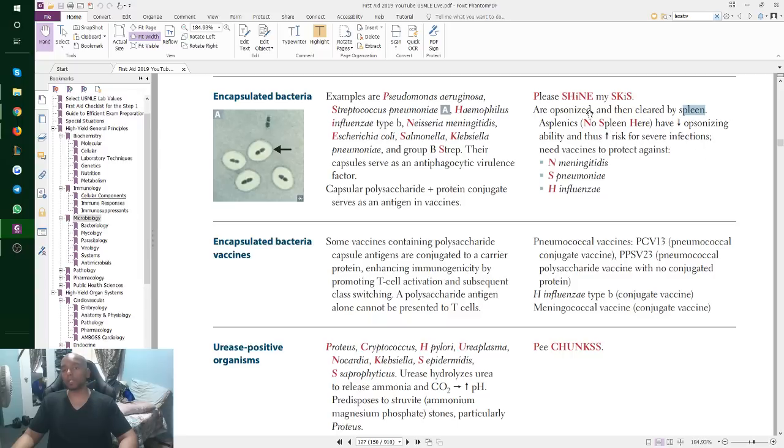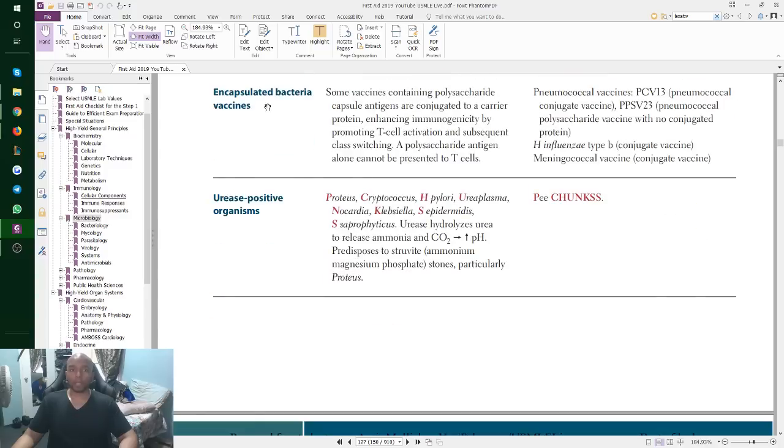And those people, anyone who's asplenic, needs vaccinations to protect against Neisseria meningitidis, S. pneumoniae, and H. influenzae. Right, so encapsulated bacteria vaccines. You have your pneumococcal vaccine, PCV13, right? That's your pneumococcal conjugate vaccine. It's PCV, pneumococcal conjugate vaccine. And you also have your PPSV23, pneumococcal polysaccharide vaccine with no conjugated protein. So obviously without the conjugated protein, it's going to have a weaker immunogenic capability.